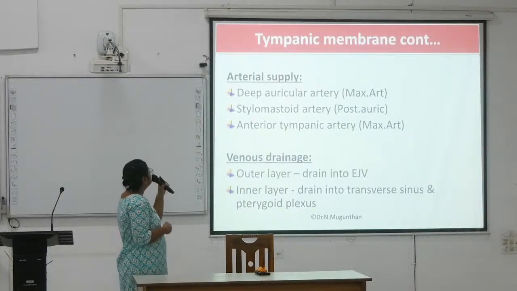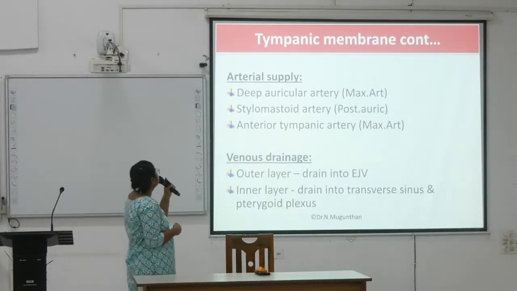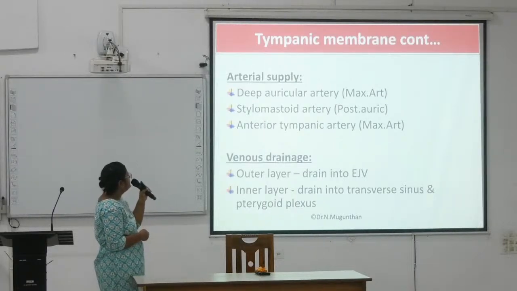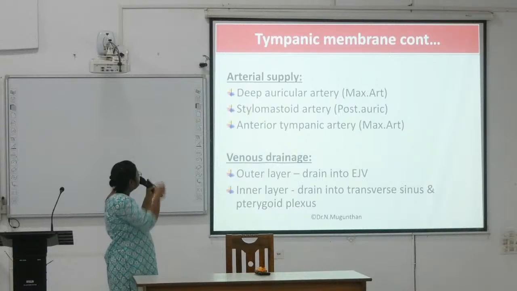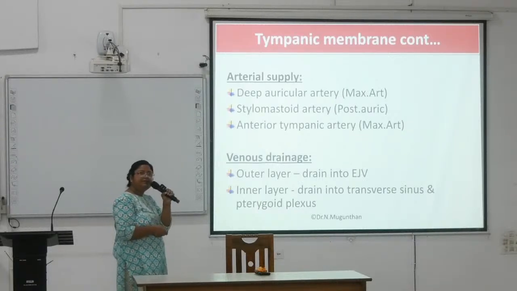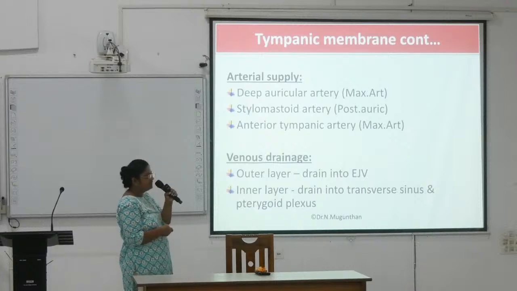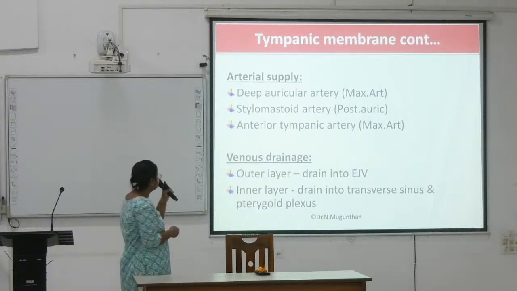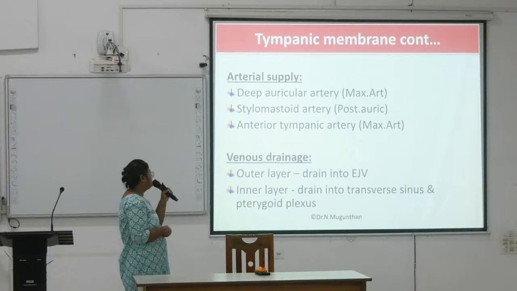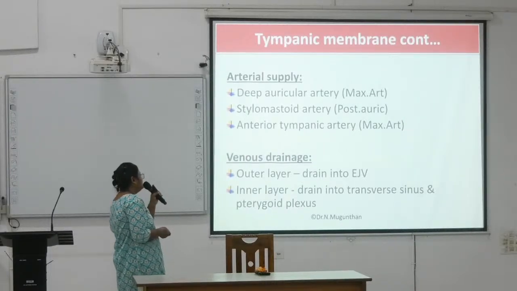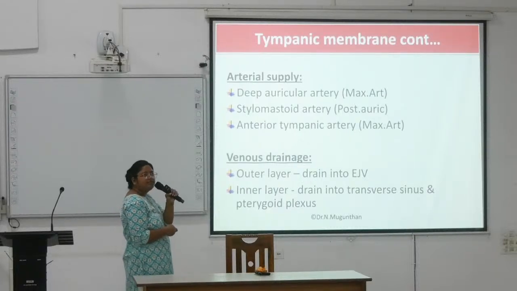Next, we go to the arterial supply. It is supplied by the deep auricular artery, stylomastoid artery, and anterior tympanic artery. Deep auricular and anterior tympanic are branches from the maxillary artery, and the stylomastoid artery is a branch from the posterior auricular artery. So this is the arterial supply. Venous drainage: the outer layer drains into the external jugular vein, and the inner layer drains into the transverse sinus and pterygoid plexus. So this is the venous drainage of the tympanic membrane.